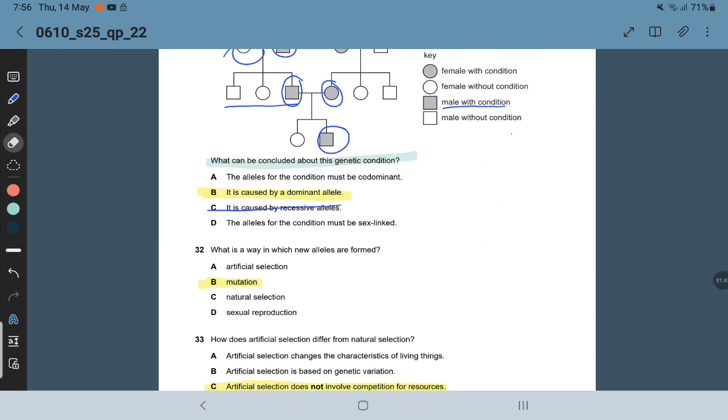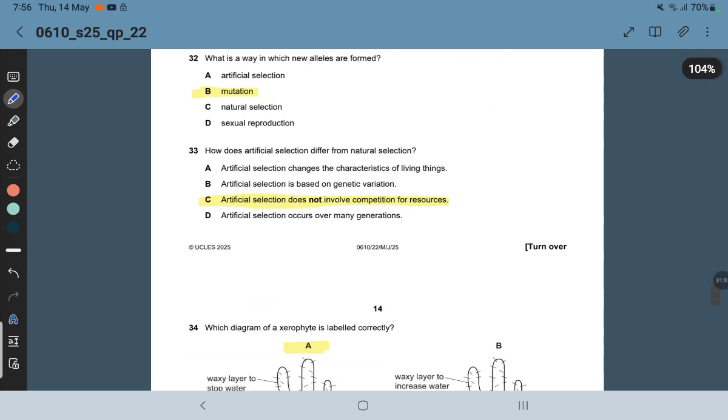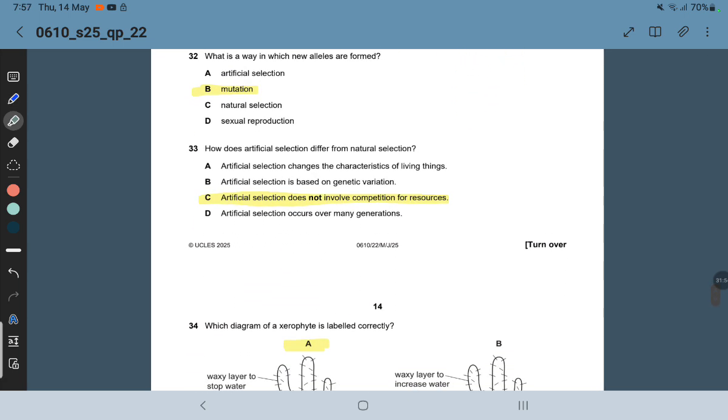I hope you understood it, and if you didn't understand, please leave me a comment in the comment section, okay? So the answer here will be B. It's now asking what is a way in which new alleles are formed. Mutation, of course. Artificial selection: new offspring are formed without new alleles. New varieties of offspring are formed in the sense that you had already bred them. Like you had brought two parents with the same characteristic, and you want that characteristic to show up in the offspring. So this is artificial selection. So no, A is incorrect.